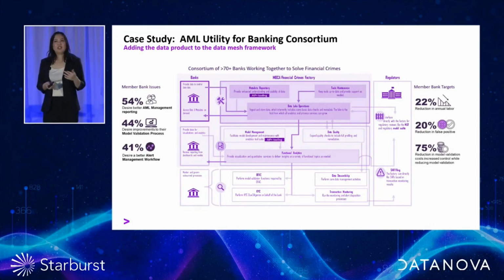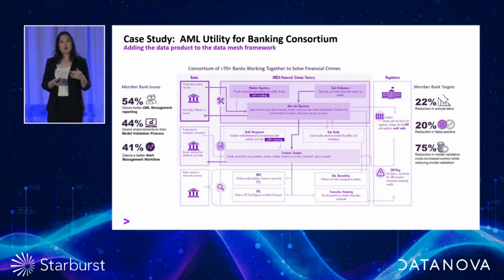So in this case study, I'm going to talk about a product that we did for anti-money laundering. This is a utility that we created for a banking consortium. Anti-money laundering is something every bank needs to do. This is a consortium of 70 mid-sized banks, and we wanted to take on their anti-money laundering function for them. By definition, each bank already had data, in many different systems in many different formats.